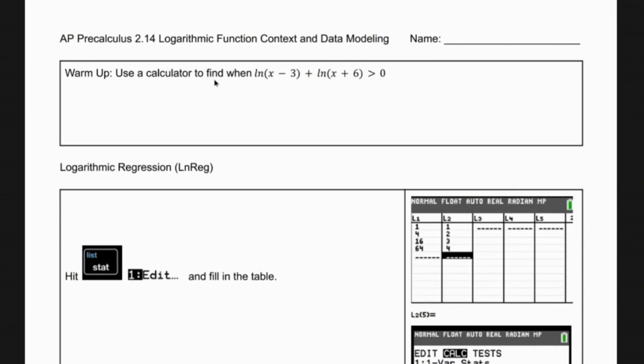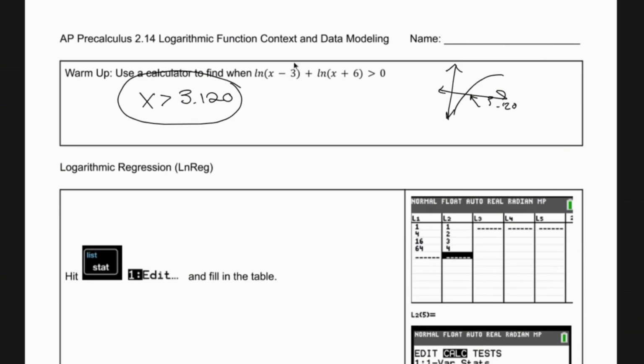All right, so the magic number we got is when we graphed it. That's the worst graph ever. That number ended up being 3.120 after all the rounding. So what I care about is everything greater than 3.120. Now, if you try to do this without a calculator, you're going to end up with some wonderful quadratic formula stuff. We're using a calculator.